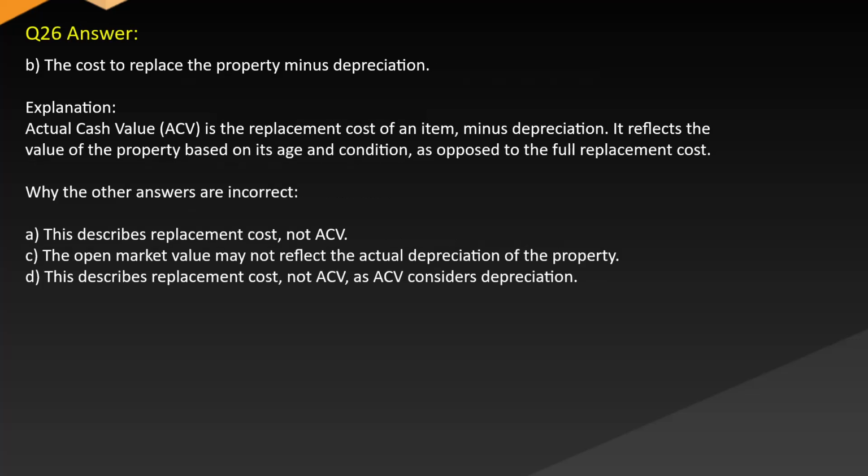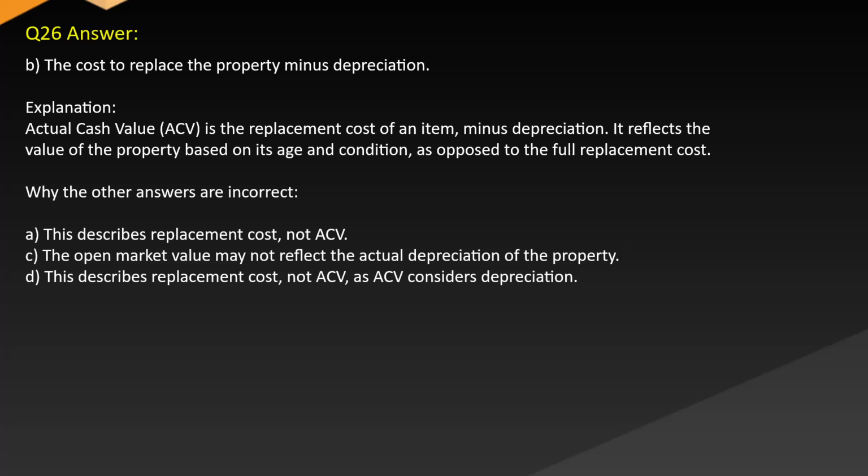Answer. B. The cost to replace the property minus depreciation. Explanation. Actual cash value (ACV) is the replacement cost of an item minus depreciation. It reflects the value of the property based on its age and condition as opposed to the full replacement cost.